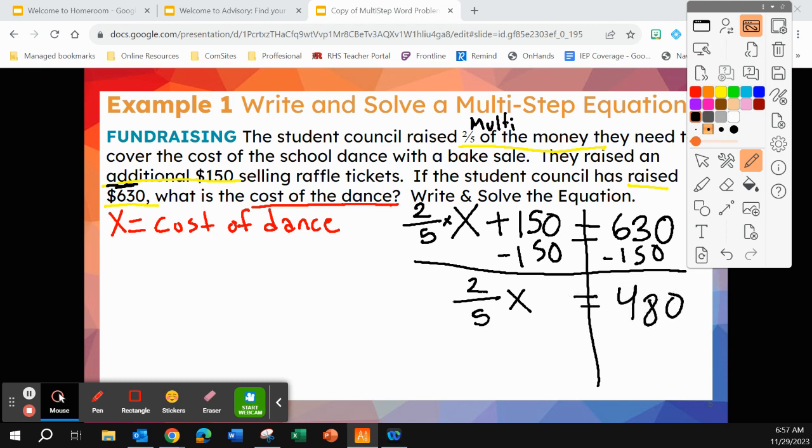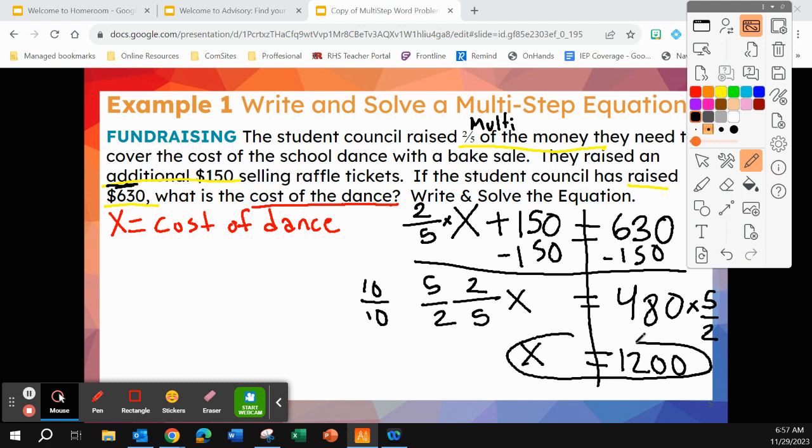Now, got to remember, when you are multiplying by a fraction and you need to get rid of it, you're going to multiply by the fraction flipped. You do that because 5 times 2 is 10, and 2 times 5 is 10. 10 divided by 10 gives us a nice 1. And then, I'm not going to lie, I'm looking at my answer key for this one, but you would do 480 times 5 divided by 2. And you would get 1,200.